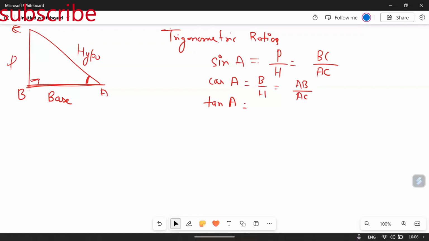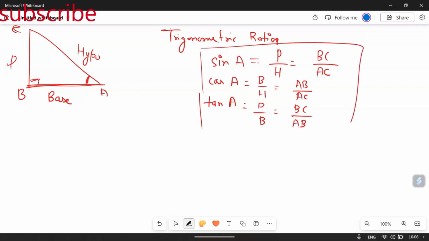tan A. tan A is the ratio of perpendicular upon base. So we can say that perpendicular is your BC and base is your AB. So we can write it like that. You must understand these three ratios very well. Trigonometry ratios are the ratios of the sides, and they are pronounced sin A, cos A and tan A. Got it?